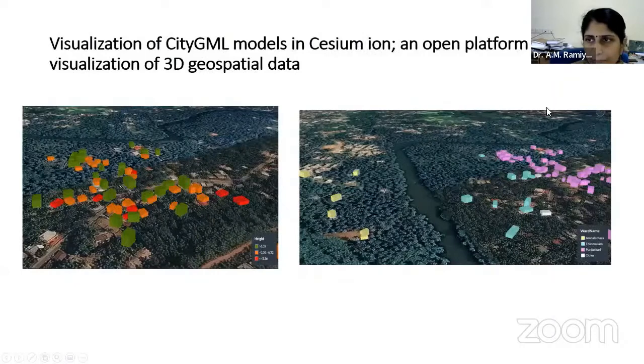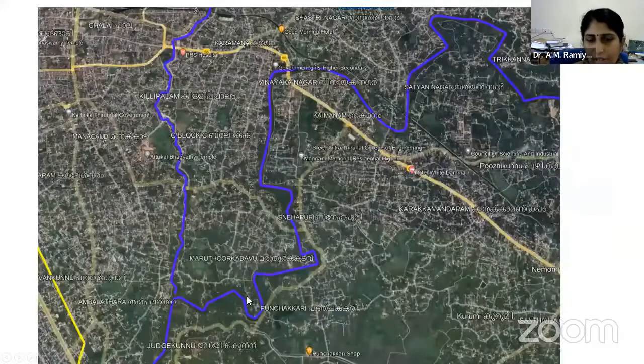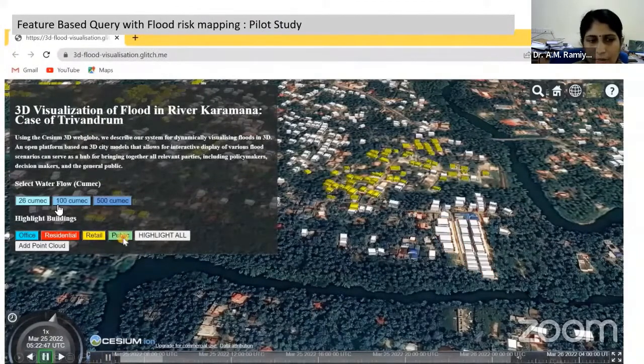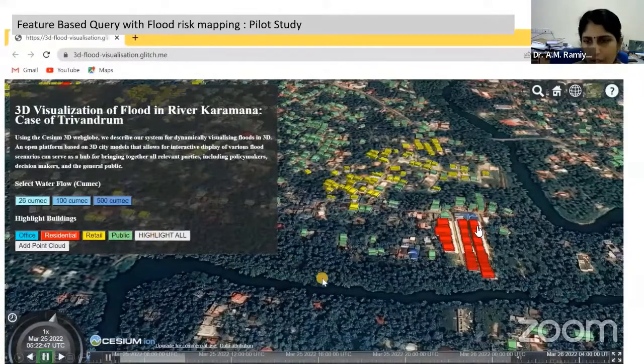Also, you can see that we have classified the buildings based upon height. This is an important aspect because one of the applications that we are trying to demonstrate is how the flooding over the 2 main rivers in Trivandrum, the Karamana River and the Killi River, is going to affect the buildings nearby. This is something that we have done in this web-based platform. This is the initial work, and more work is yet to be done.